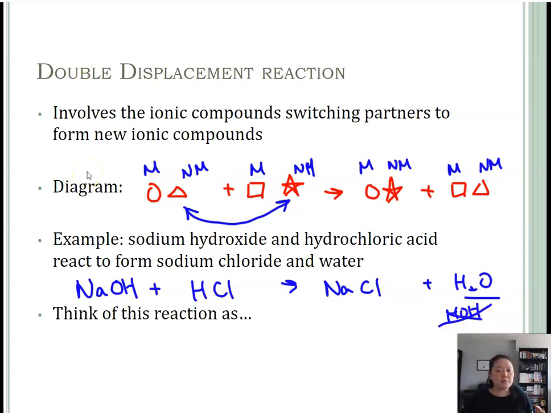Now, a way to think of this reaction is that you have a bunch of couples square dancing, and as a part of the dance, you have two couples and they switch partners and continue on dancing.